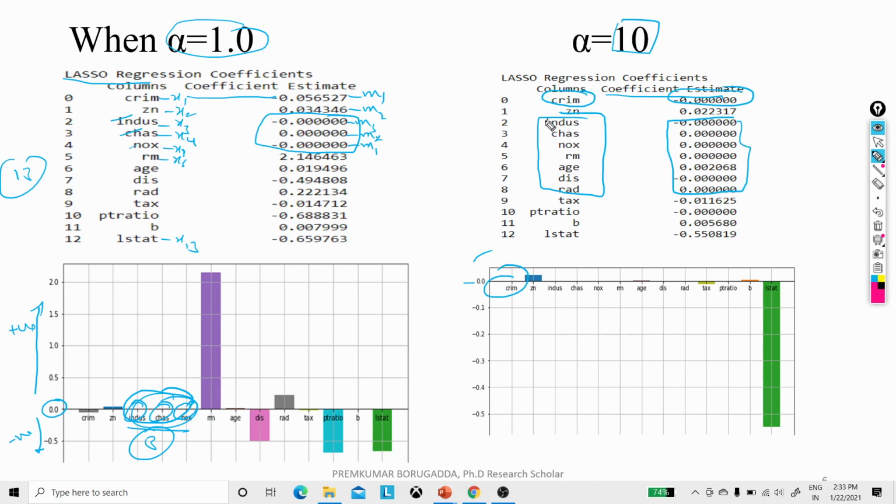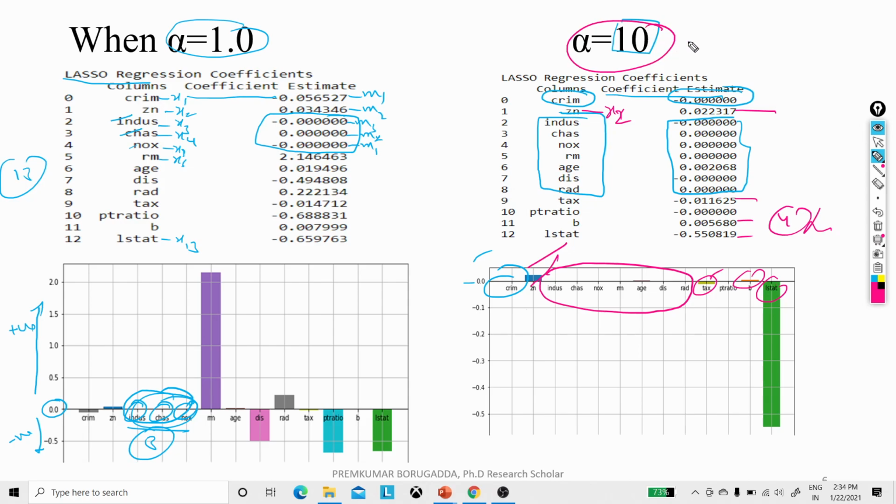This feature is 0, and from here to here, these features are 0. So we have to consider this feature like x1, this is the x1, this is the x2. So we are supposed to consider these features: 1, 2, 3, 4. Only 4 features have to be considered when you apply the alpha value 10.